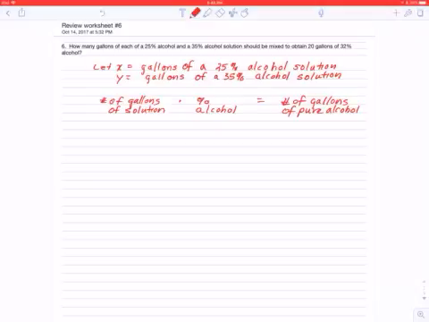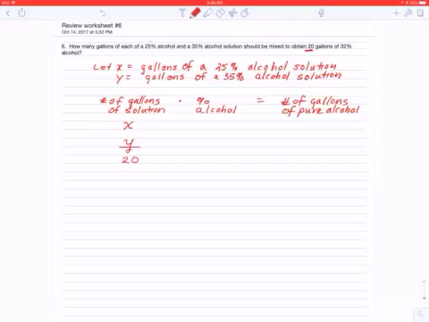So, for the number of gallons of the first solution, that's x. The number of gallons of the second solution, that's y. So altogether, if you mix both of those solutions together, we'll get 20 gallons altogether. Now, the first solution is 25% alcohol. So 25% of the solution would be pure alcohol.